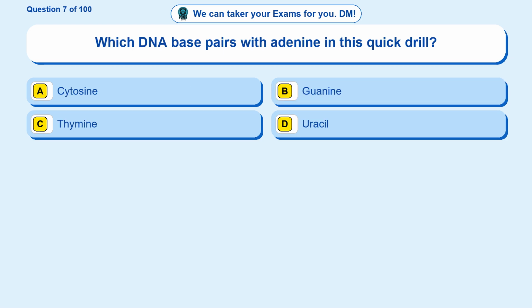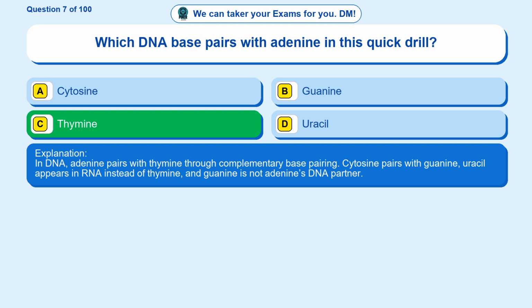Question 7. Which DNA base pairs with adenine in this quick drill? Option A, cytosine. Option B, guanine. Option C, thymine. Option D, uracil. The correct answer is option C. Thymine. In DNA, adenine pairs with thymine through complementary base pairing.